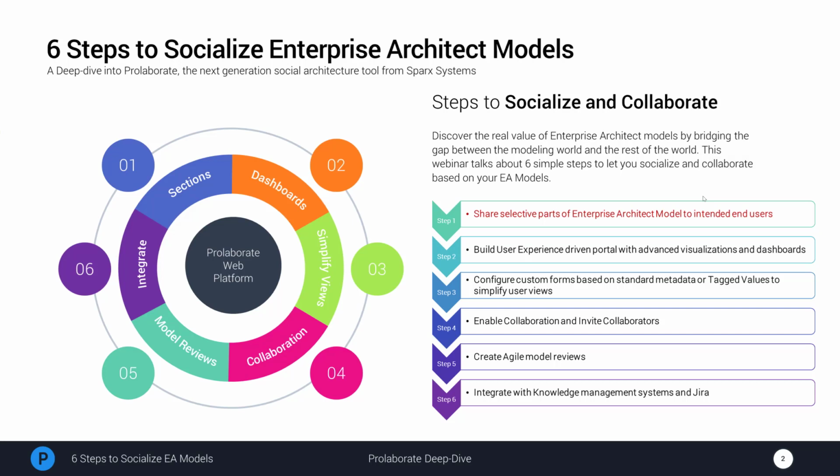So these 3 steps are the core setup steps, followed by how to enable collaboration, how to conduct model reviews that would engage the stakeholders in a gated review, and also to see how Prolaborate would help us bridge between various enterprise tools such as Jira and Confluence and SharePoint.